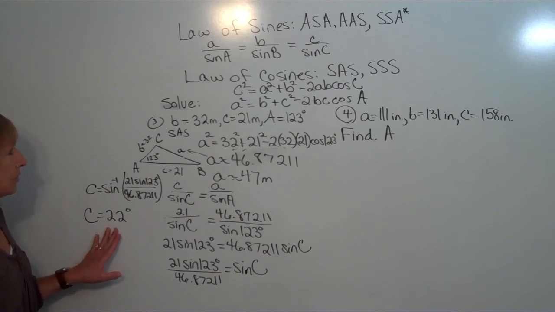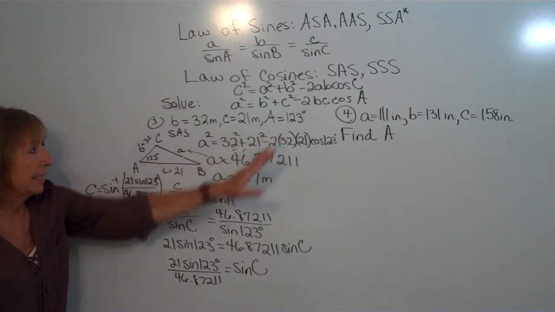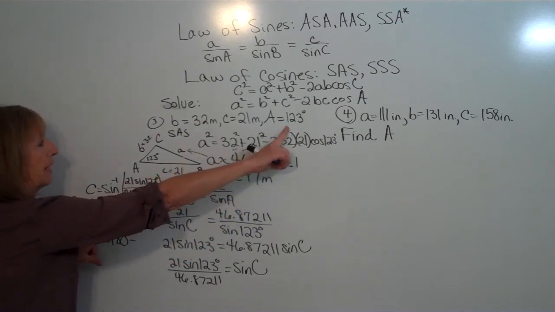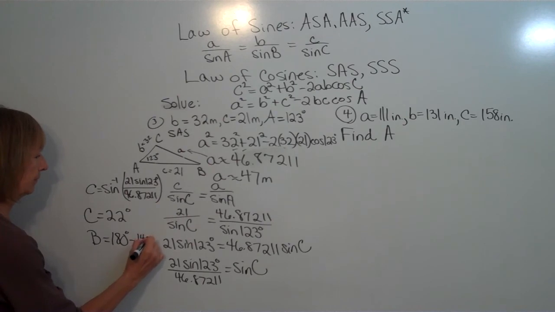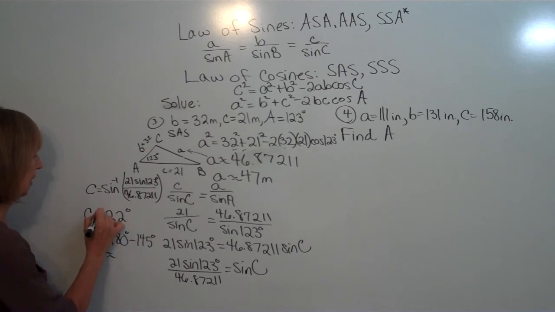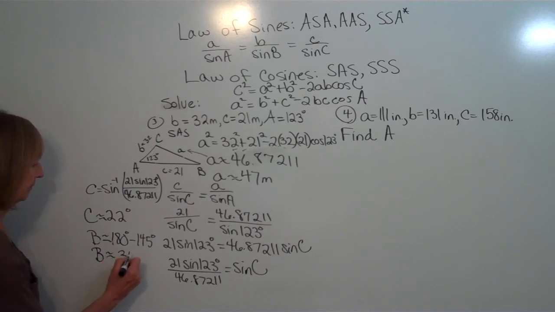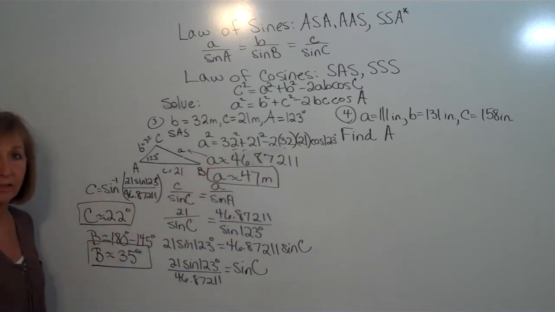And now that I know angle C is 22 degrees and angle A is 123 degrees, I can get that angle B is equal to 180 degrees minus the sum of these two angles, so minus 145 degrees. So angle B is approximately, and for each of these I should put approximately, 35 degrees. So there's my angle B, my angle C, and my side A to solve that triangle.